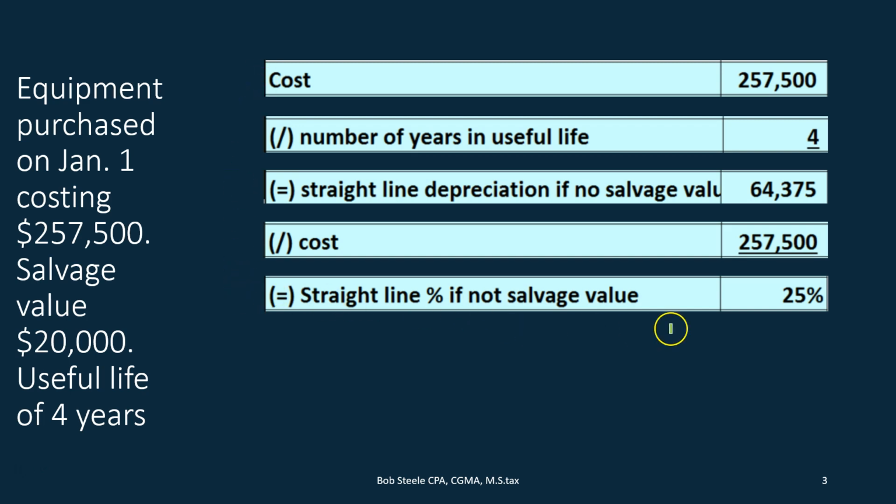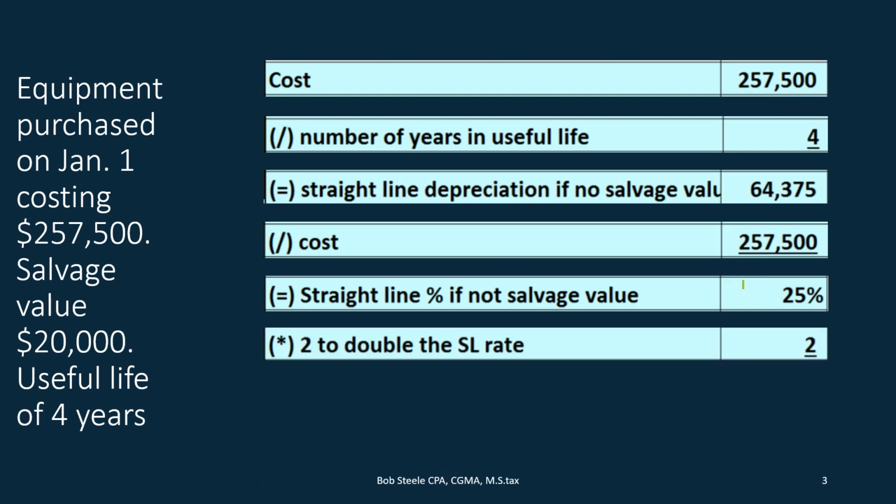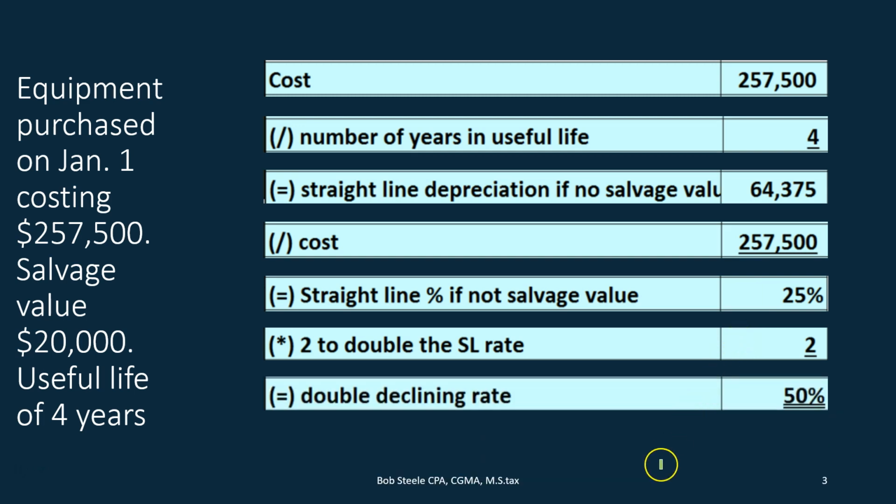Also note that, of course, I put this in the format of a percent. If you put this into a calculator, this number 64,375 divided by 257.5, you'll come up with 0.25, which of course is calculated into a percent being 25%. Then we're going to double it because it's the double declining method. So we're just going to multiply times 2, and that will give us the double declining rate.